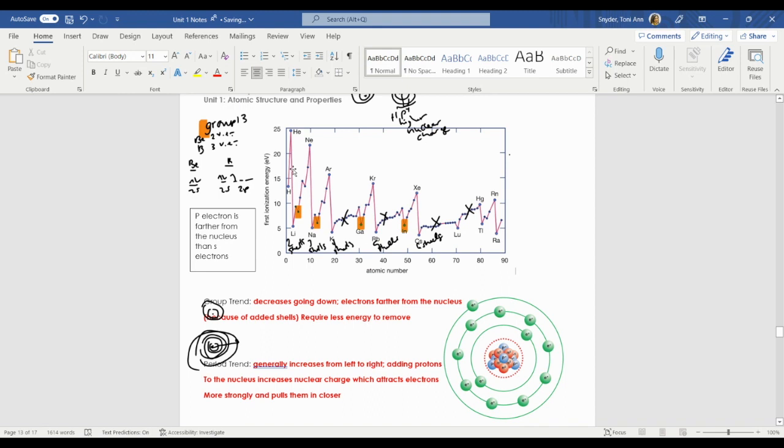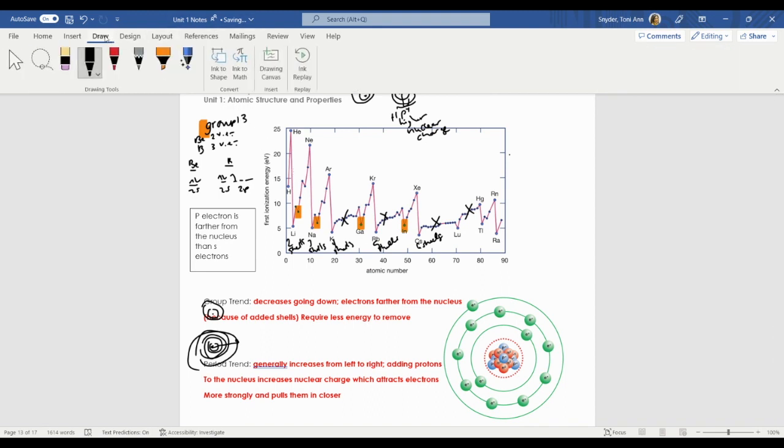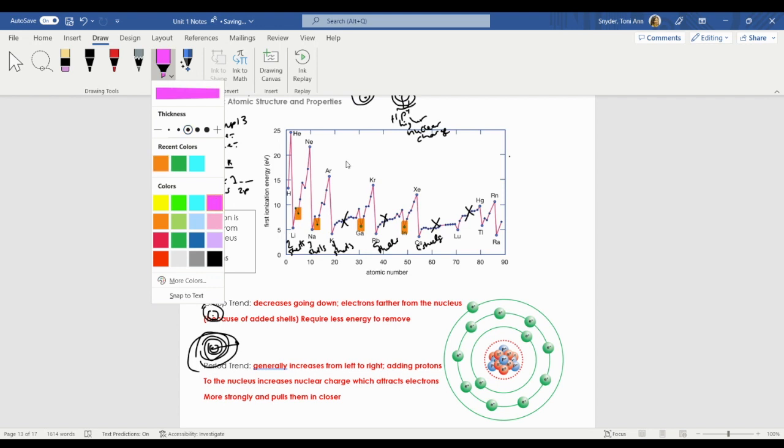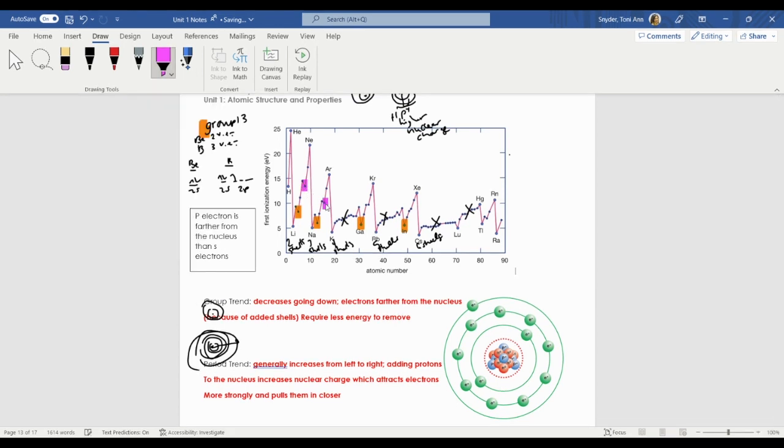Let's talk about our group 16. So group 16 is the other blip in the graph. So I'll use a different color here. Let's use this one. And let's just highlight it. So I have this element, this one, I have this one, and I have this one. Okay, so this is group 16. So group 16 would be like your oxygen, your sulfur, and your selenium.